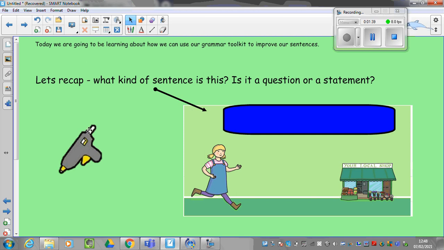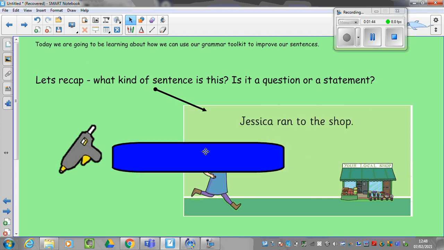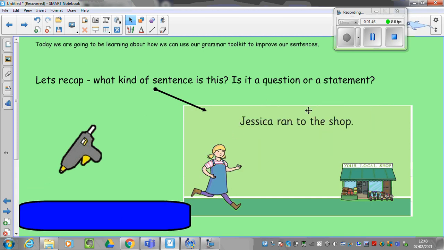So let's have a little recap. We were thinking about sentences and questions last week, but what is this? Jessica ran to the shop. Is it a statement or is it a question? Tell your grown-up now. You're right, it is a statement. We know that because it's got all of the ingredients for a statement: a capital letter, finger spaces, a full stop, and it makes sense. Jessica ran to the shop. Yes, it does make sense. It is a statement because it is a sentence.